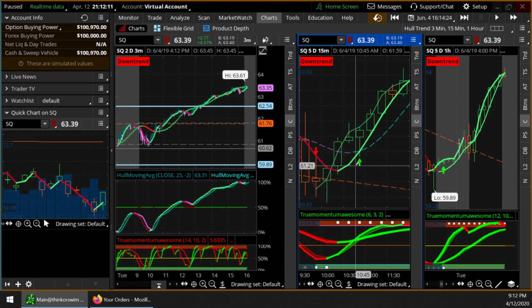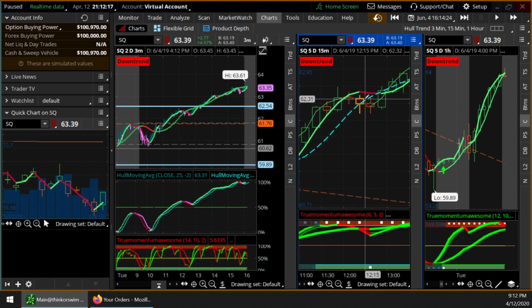Now, that 10 hull, as long as candles are forming above it, that's bullish. Once you get a solid candle that forms below it, that's when the position momentum changes.